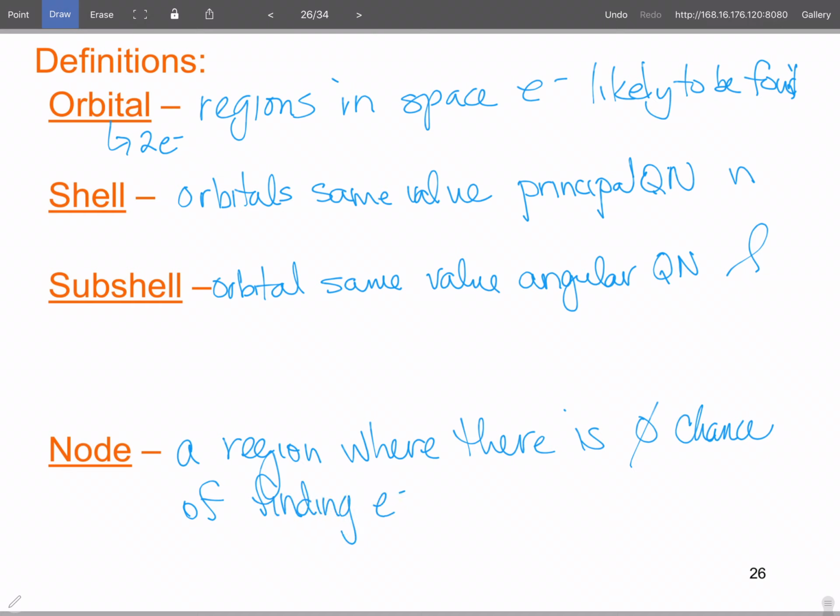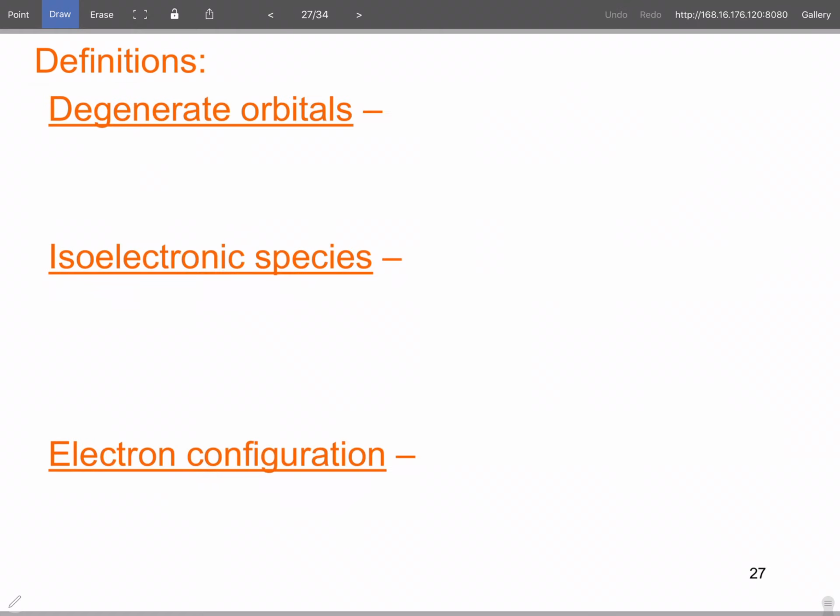I refer to it as a no-fly zone, but that wasn't. Okay, so we know now how to define an orbital, a shell, a subshell, and a node. So that brings us to the next list.